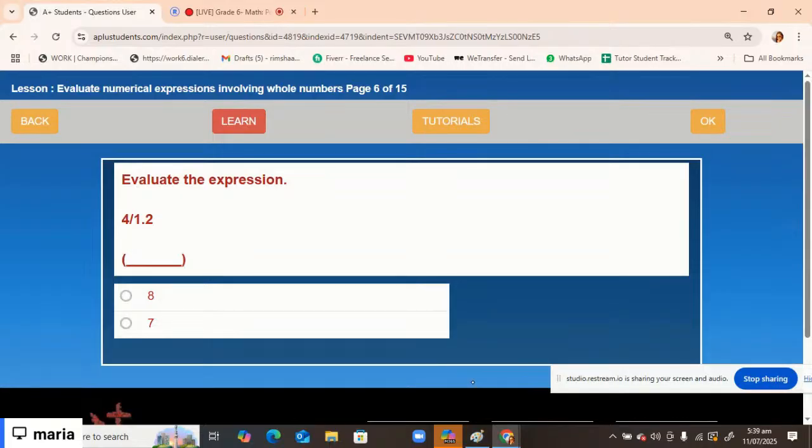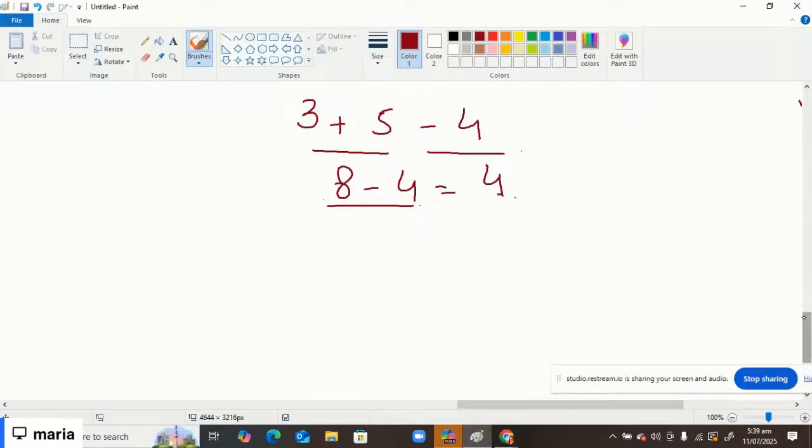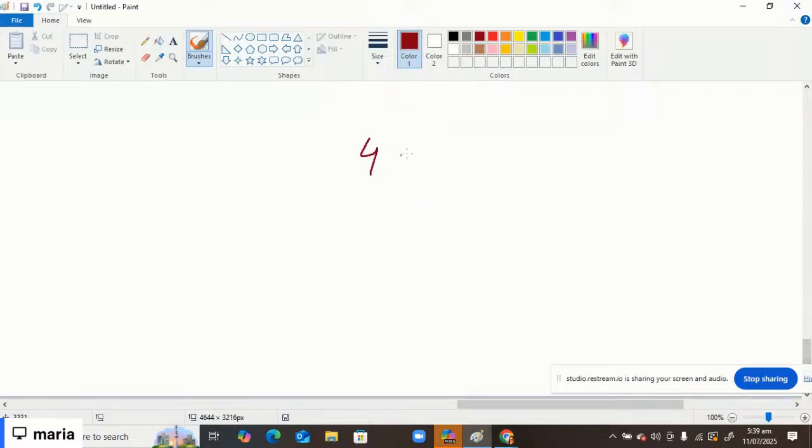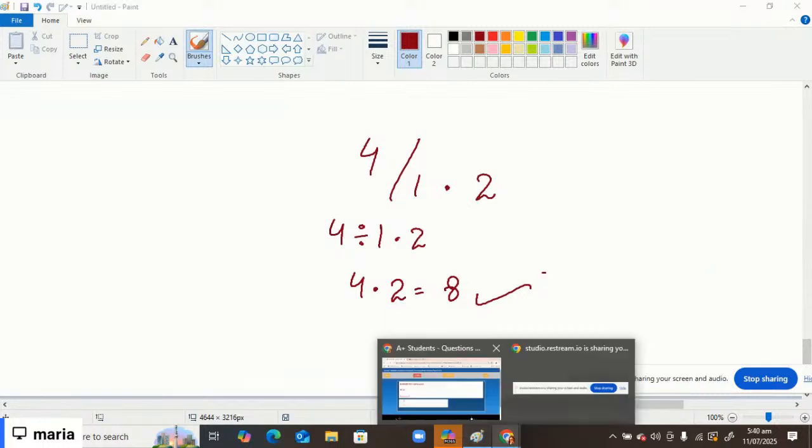4 divided by 1 times 2. This dot shows the multiplication. 4 divided by 1 times 2, we put it this way. Now 4 times 2 is 8, and here is the right answer.